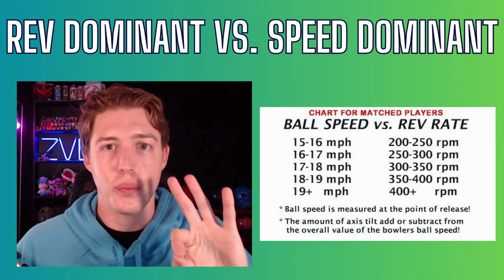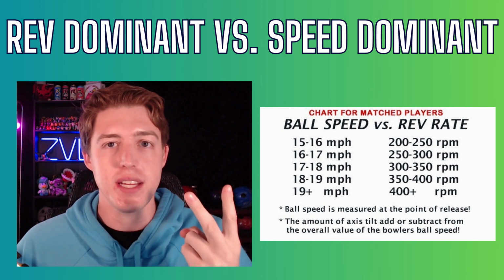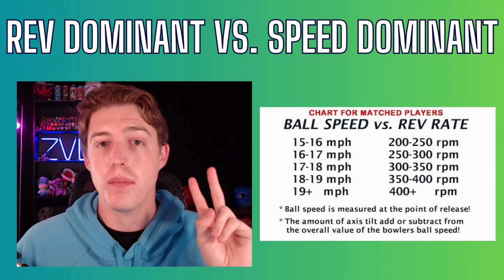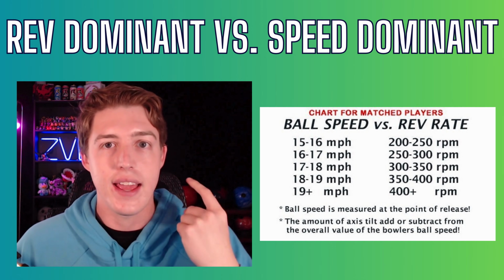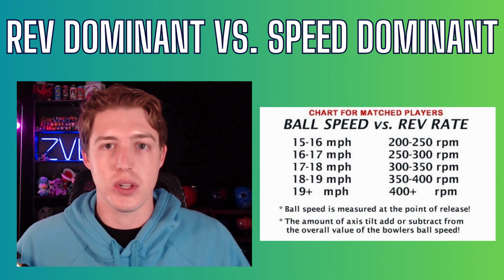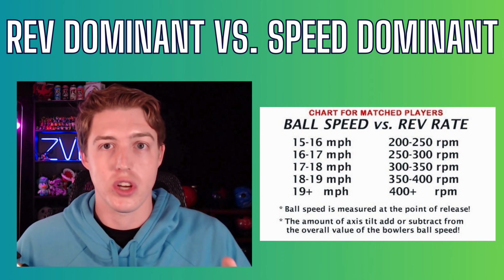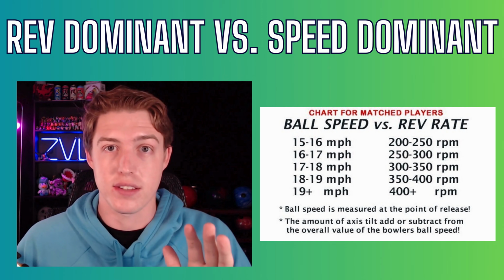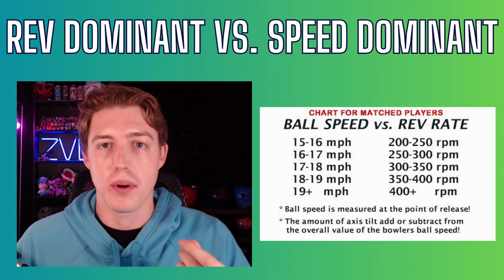So there are three main types that we like to use around bowling right now. There is rev dominant, speed dominant, and balanced bowlers. Now, what does this truly mean? Two of the most important numbers to know about your bowling game are your rev rate and your ball speed. Your ball speed is the speed that you're throwing a bowling ball off of your hand. If you look at a monitor at a bowling alley, it usually has a ball speed, but that's when the ball is hitting the pins. So if you add about 1.5 to 2 miles per hour onto this, that's your true ball speed.